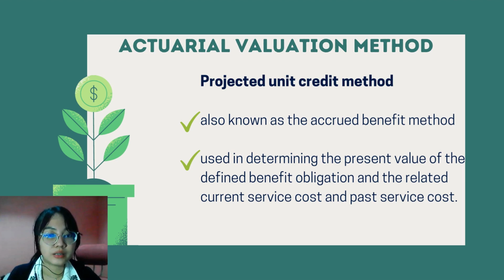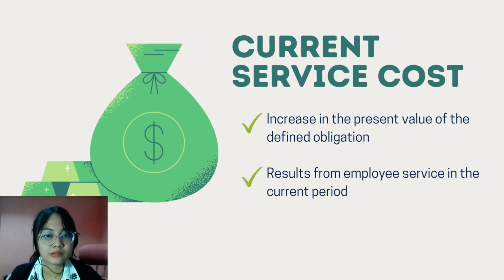So dito we have projected unit credit method. This projected unit credit method is also known as the accrued benefit method. And this is used to determine the present value of the defined benefit obligation and the related current service cost and past service cost. And current service cost. Current service cost is the increase in the present value of the defined obligation and the results from employee service in the current period.